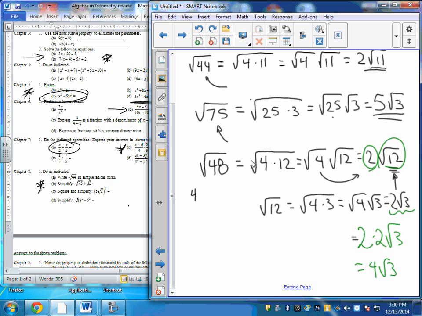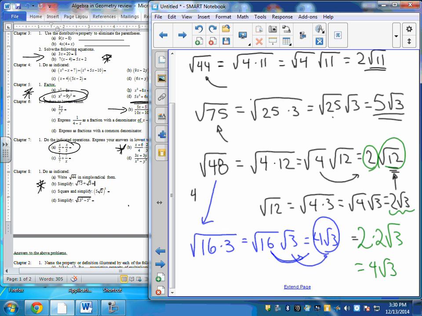Now, if you were just a little bit more astute, you might be able to see 48 is 16 times 3. 16 times 3 is 48. So square root of 16 times square root of 3, and the square root of 16 is 4, and the square root of 3 is irrational. So there's our answer. Same as we did it the other way, but a little bit more efficient.